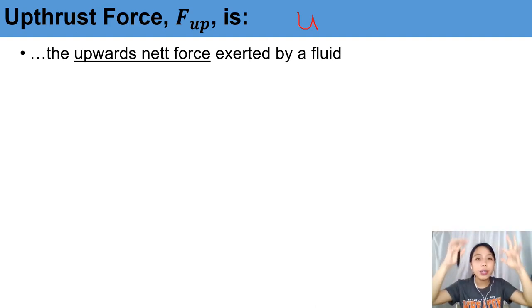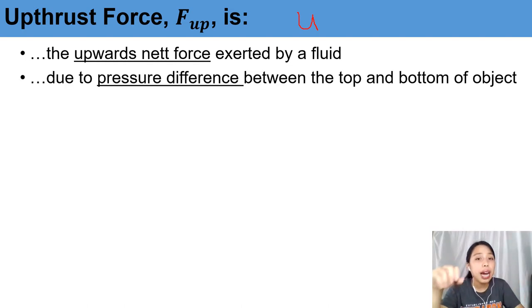because gravity is pulling all the water molecules down. So the deeper you go, the pressure will always increase. Therefore, upthrust is always the other way. So anyway, we talk about that. The upwards net force due to a pressure difference between the top and the bottom of an object. So the keywords here are upwards net force, pressure difference.